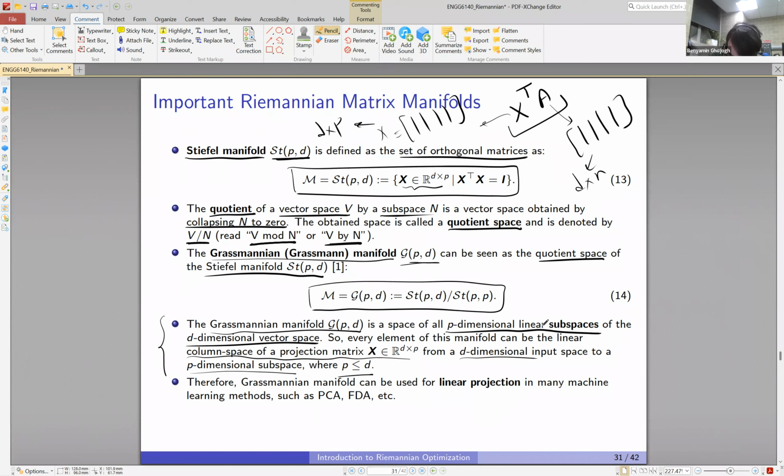Okay. Now, Grassmannian manifold can be seen for linear projection, as I said. In many machine learning methods it has been used also, such as PCA, FDA. You can see them as Grassmannian manifolds because they have linear projection in them. Also, every layer of a neural network before the nonlinear activation function is a linear projection, right? You can see the weight matrix as a linear projection matrix. So you can see every layer of neural networks as a Grassmannian manifold before the activation function.